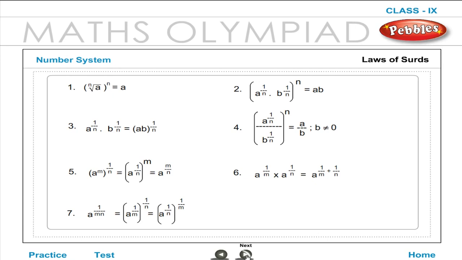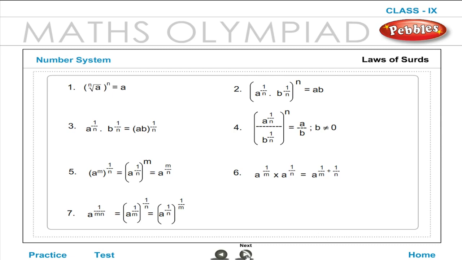(a raised to 1 by n into b raised to 1 by n) the whole power of n is equal to ab. a raised to 1 by n into b raised to 1 by n is equal to (ab) the whole power of 1 by n. (a raised to 1 by n by b raised to 1 by n) the whole power of n is equal to a by b, where b is not equal to 0. (a raised to m) the whole power of 1 by n is equal to (a raised to 1 by n) the whole power of m is equal to a raised to m by n.